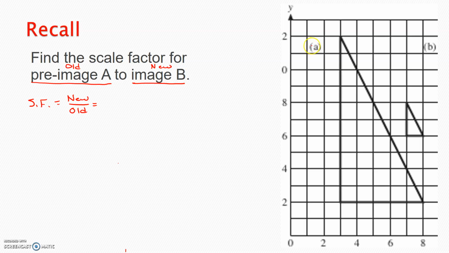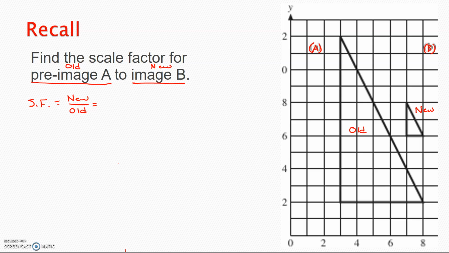I know it's kind of hard to see, but this one right here was A, and this one over here was B. Let me label this image B as the new, and image A as the old. Based off just the pictures alone, we can see that was a reduction, the type of dilation where it got smaller. Now let's figure out the actual scale factor. By how much was it reduced?